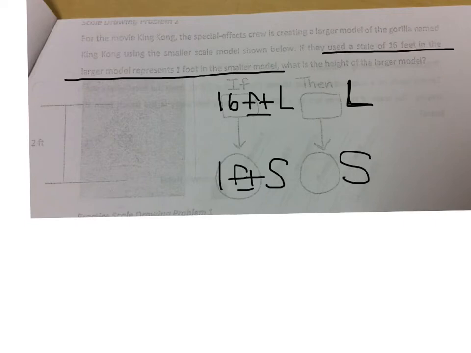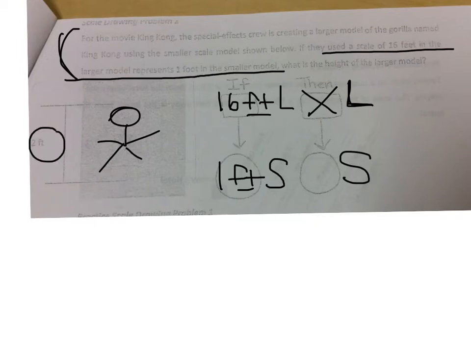And the question says, what's the height of the larger? I don't know the larger, so the X therefore is by the L. And if we look in the question, how big is the smaller model? Up here, it doesn't tell us. It never tells us how big the smaller model is. We have to look at the picture. And there's actually a picture of King Kong right here. And right here is where it says the smaller model size. So it's 2. To calculate that now, you're just going to multiply across. 16 times 2 is 32. Divide by 1. The answer is it's going to be 32.